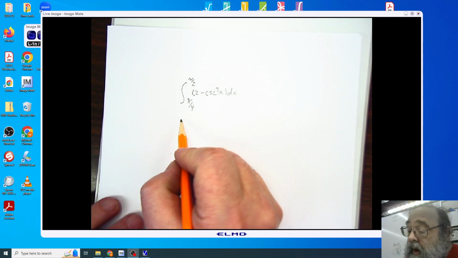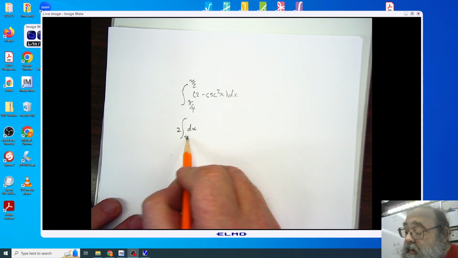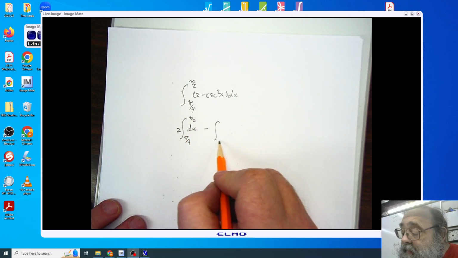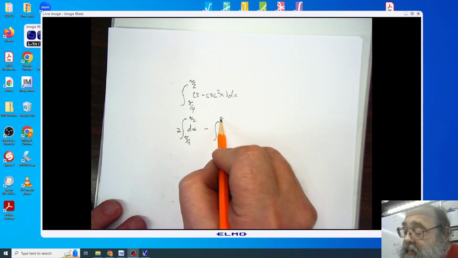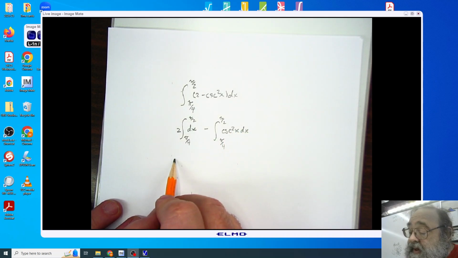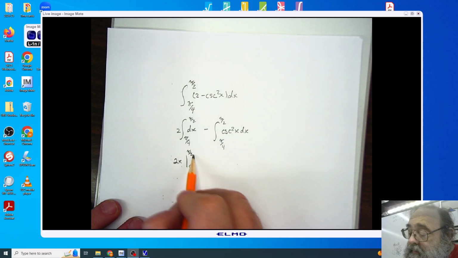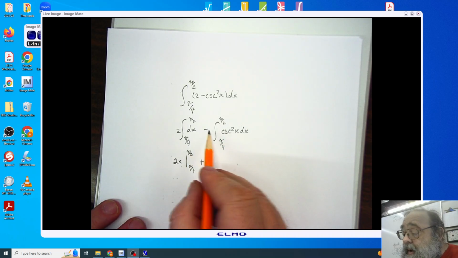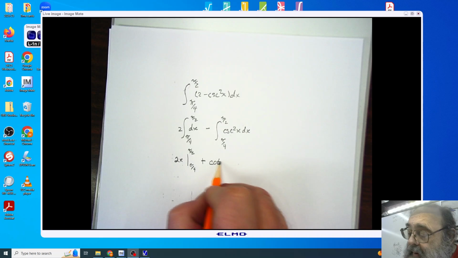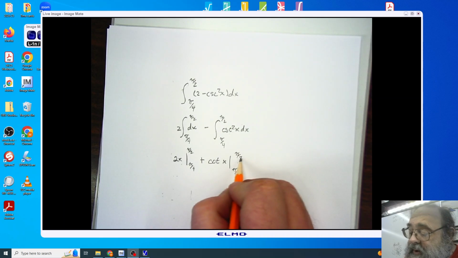So here we go. I'm going to separate it because I can see I have 2 terms. So I'm going to go dx pi over 4 to pi over 2 minus pi over 4 to pi over 2 cosecant squared x dx. This is going to give me 2x from pi over 4 to pi over 2, minus double negative, because negative cosecant squared is cotangent. It's cotangent x from pi over 4 to pi over 2.